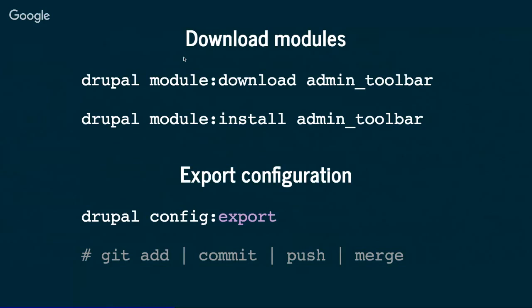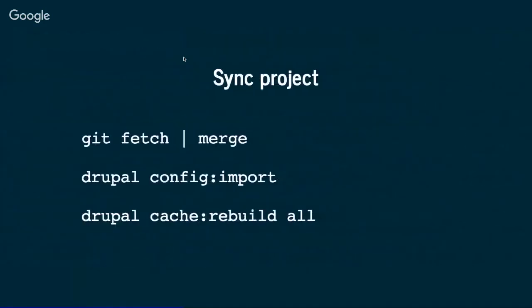So I will use the module install command, and I want to make sure it gets exported, because when we enable or install a module, the configuration gets changed. So we end up using the config export command, and this will create all those files and update the configuration file for me. So finally, what I need to do is git add again, git commit, push, merge. I'll send a pull request, someone else merges, and that's how the rest of the team can get all those changes.